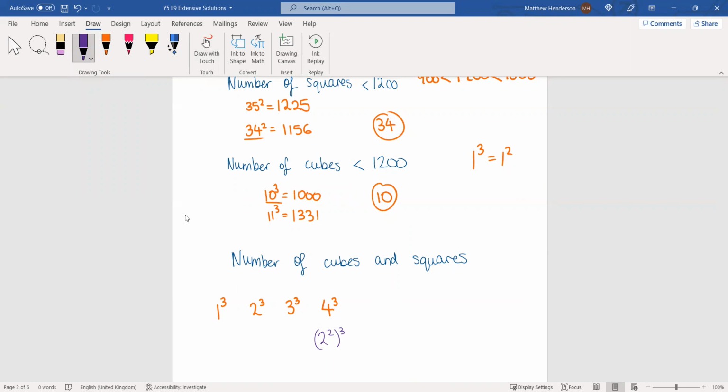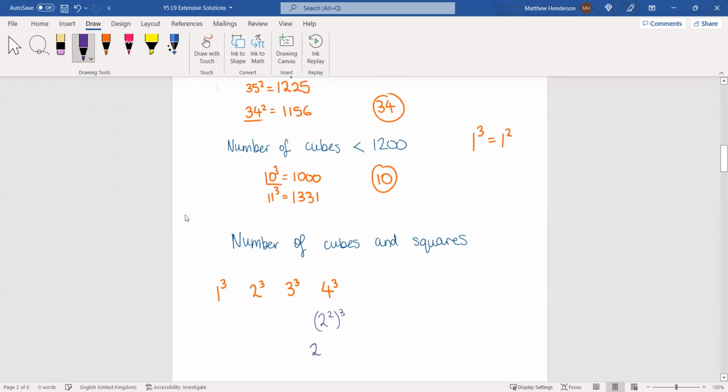If you're familiar with your power laws, then we can multiply these powers together to get 2 to the power of 6. However, we can also express this as 2 times 2 inside the brackets, and I'm going to use brackets again to show that I'm multiplying it by itself 3 times. As you can see, this is equal to 2 multiplied by itself 6 times, which is 2 to the power of 6. That is an even power. So 4 to the power of 3 is also a square number. And we can see that it's equal to 64, which is 8 squared.